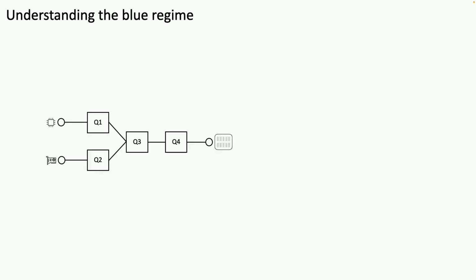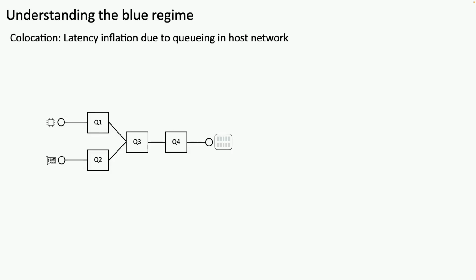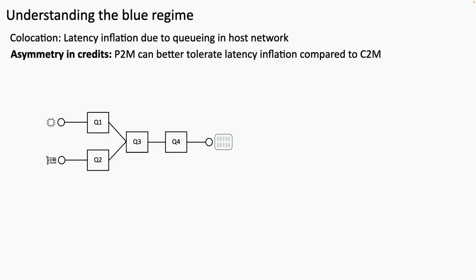Let's get into the blue regime first. Let me give you the punchline first. The core reason for what we observe is that when you collocate different kinds of traffic, there is some latency inflation happening due to queuing in the host network. It turns out that the P2M traffic is able to tolerate this latency inflation without being impacted in terms of throughput, while the C2M is not. And this is because of the difference in the credits for the domains. To see this, let's look at a concrete example where we collocate C2M read traffic with P2M read traffic.